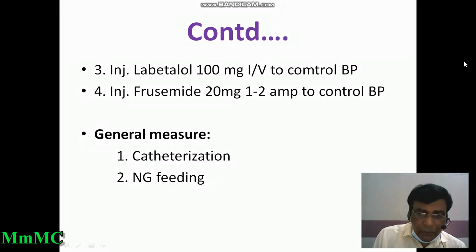And to control blood pressure, injection labetalol 100 to 200 mg IV, and injection furosemide 20 mg 1 to 2 ampoule according to need to control BP. And other general measures are catheterization and nasogastric tube for further medication and feeding. So this is the treatment of this patient.